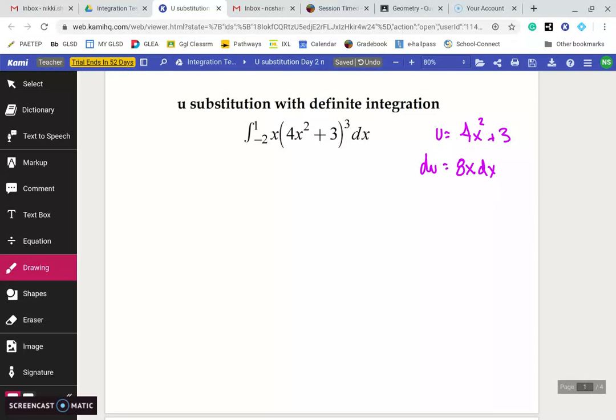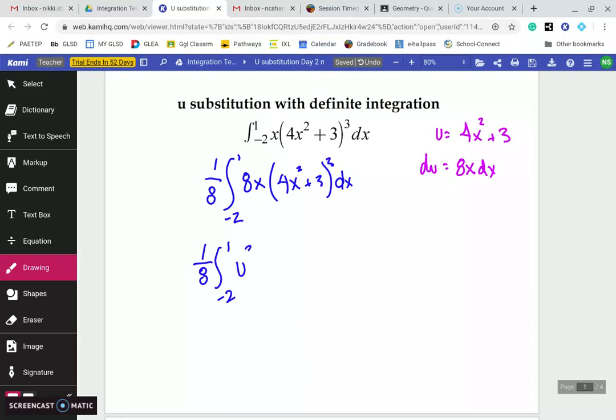So now looking here at my function, I'm missing the 8 in front. So just like with our lesson earlier in the week, I'm going to put a 1/8 out front. And then I'm going to have an 8 here on the inside now. And now I can rewrite using the u's. So the 1/8 will stay out front. Now the 8x dx becomes the du, and this becomes u cubed. So I have u cubed du.